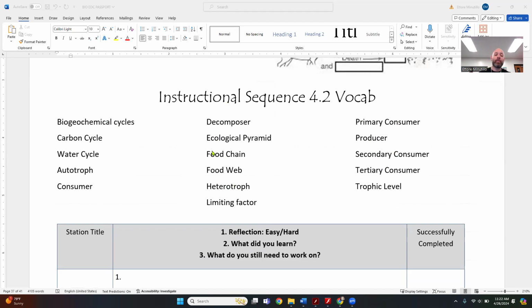Biogeochemical cycles. Bio tells us life, geo tells us earth, and then chemical, it's how chemicals are moved around the earth. Carbon cycle, water cycle, we had autotroph, which is the same as our producers. We had heterotroph, which is the same as consumer.